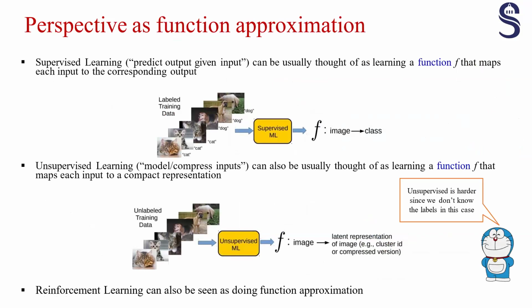Right. If you see it as a function with respect to supervised learning, what happens? You give some data to the model, and it gives you some classes or classifications, right? In unsupervised learning, we can also understand it as a function which maps each input to a compact representation, right? We have some unlabeled data which does not have any label. We process it through the unsupervised machine learning model, and then we get the latent representations of the images, right?